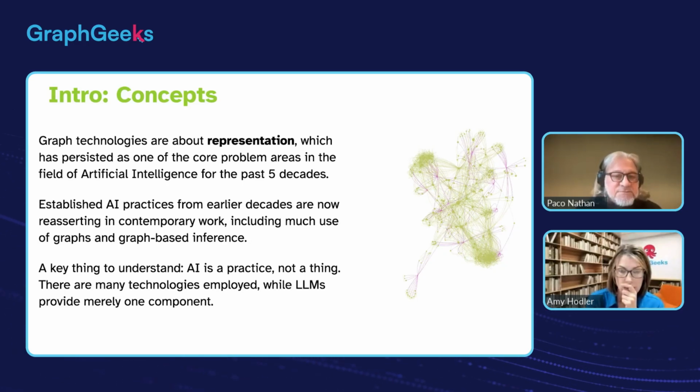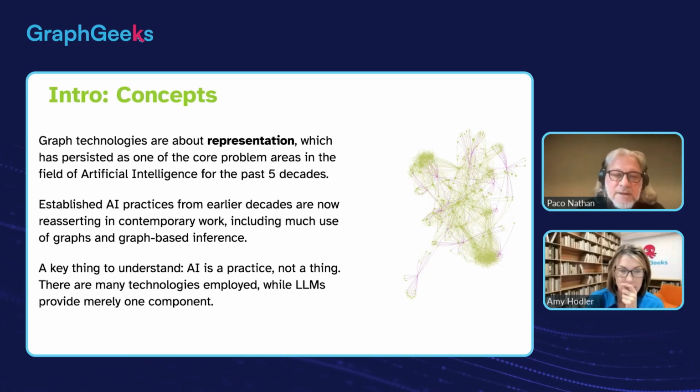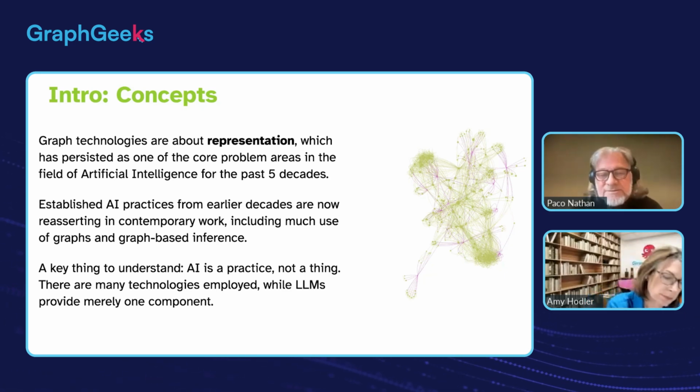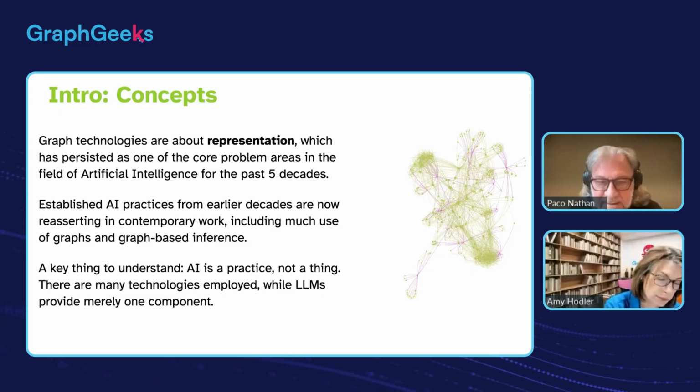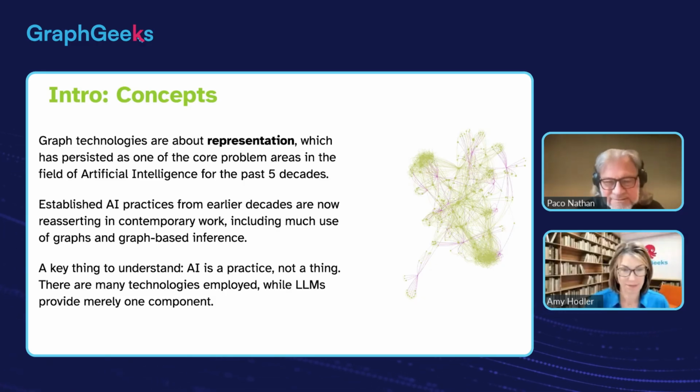Established AI practices from earlier decades are now being reasserted in contemporary work. And a large part of that includes where graphs fit in and where graph-based inference fits in. A key thing to understand, at least from my perspective, is that AI is a practice. It's not a thing. You can't point to some black box and say, well, that is AI. I'm not going to be any part of any discussion like that.